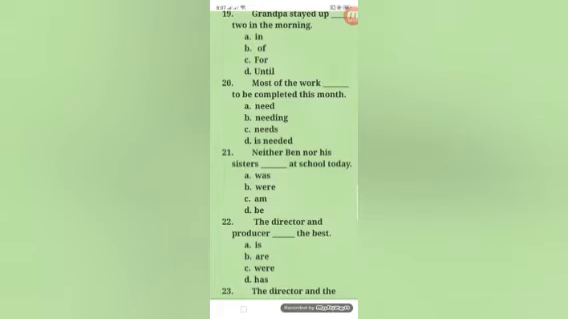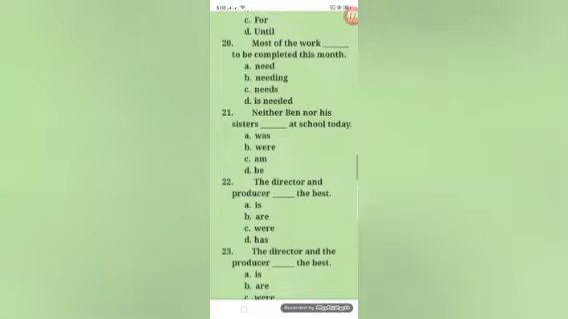Next, most of the work needs to be completed this month. Okay, most of the work is a non-count noun, or uncountable noun, and most of it. Okay, so there are also cases: most, some, and all. These are the special cases because when you're using it with a non-count noun, it always takes a singular verb. But if you're using it with count nouns or countable nouns, it always takes a plural verb. Like for example, most of the work needs. So it's singular, right? But we say most of the people. People is a countable noun, so it is like need, the plural form of the verb. Okay? So there you go.